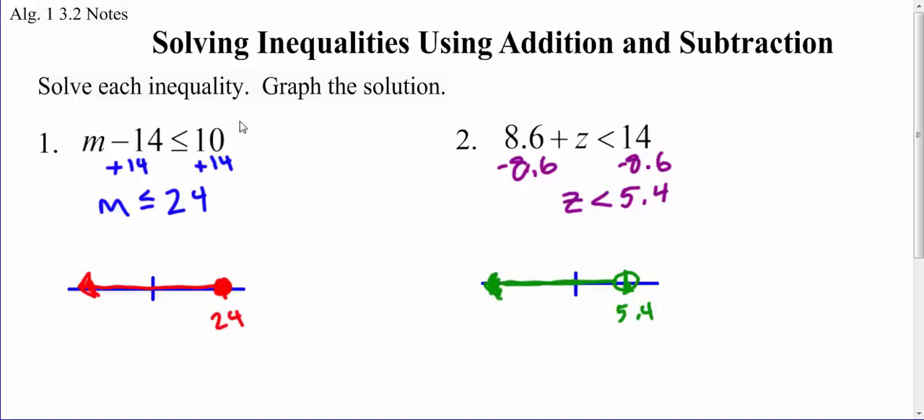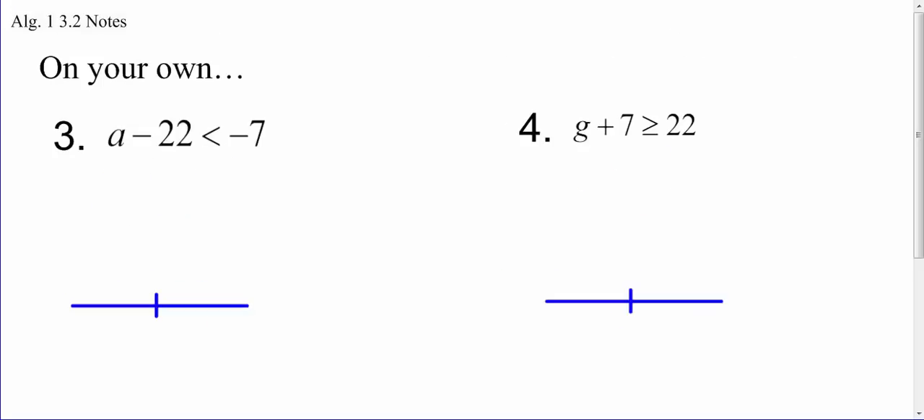That's it. Just solve a one-step equation, then graph the solution. Same process we've done before many times. All right. So with that being said, why don't you guys give it a shot on 3 and 4. Pause the video, do those two, and then see how your answers compare to mine.